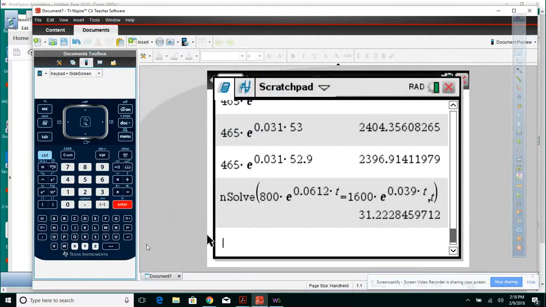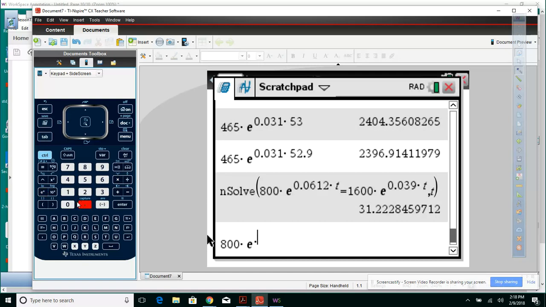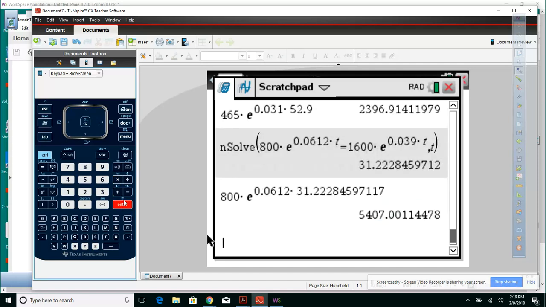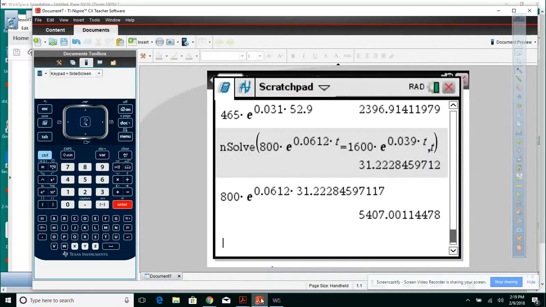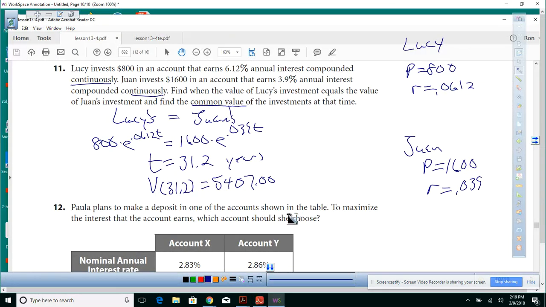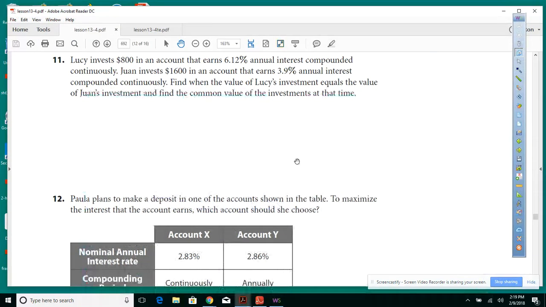So let's go up there, and we got 800 times E, and that's 0.0612 times, and then we're going to go up there and grab that, and that gives us 5407. So the value at 31.2 is going to be 5407. Got that right. Good job.